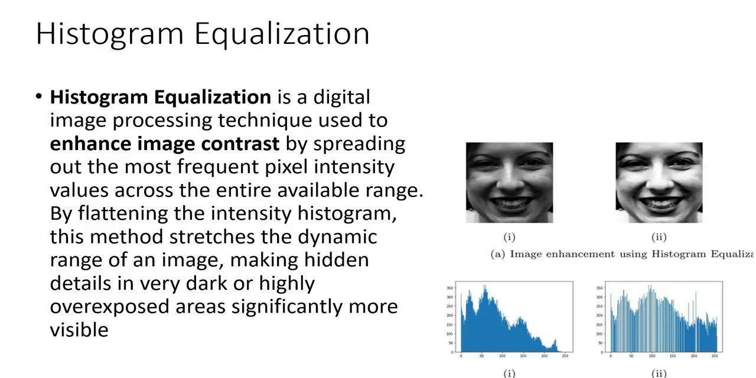Now, what happens here is this will belong to one set of pixel intensity levels. We expand those pixel intensity levels so that they spread across the available range, and that helps to give us a lot of contrast.